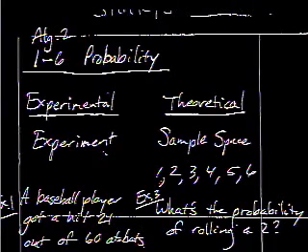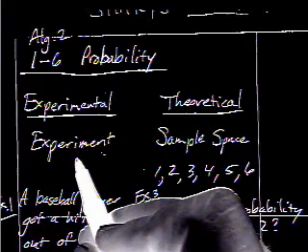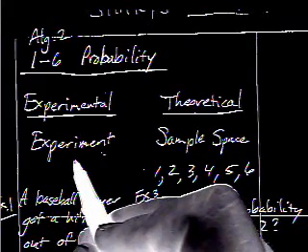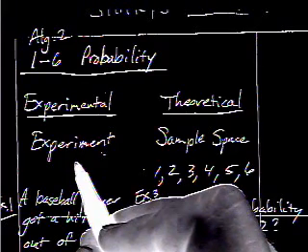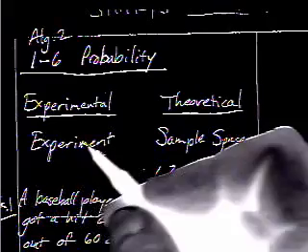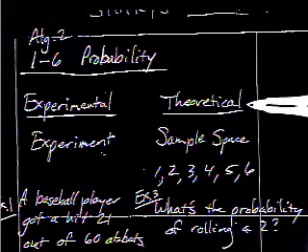Hopefully this helps. So the experimental probability, obviously it comes from an experiment. So you're actually going to roll the dice. You're actually going to flip the coin. You're going to count how many times somebody gets a hit out of a certain number of at-bats. But it's an actual experiment. It's not something that's theoretical.